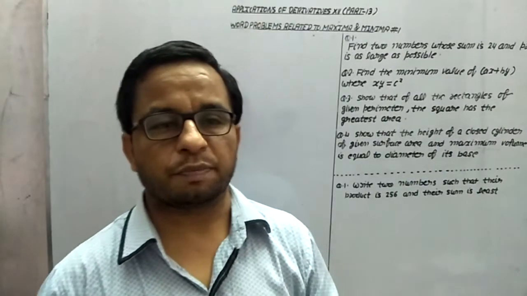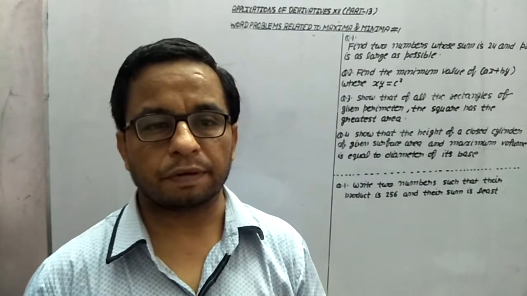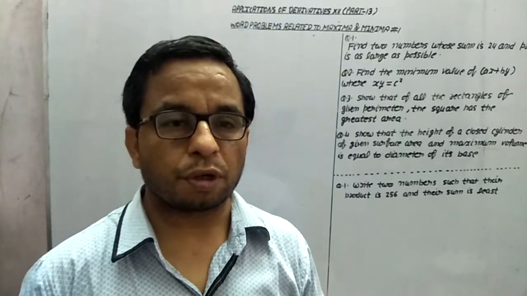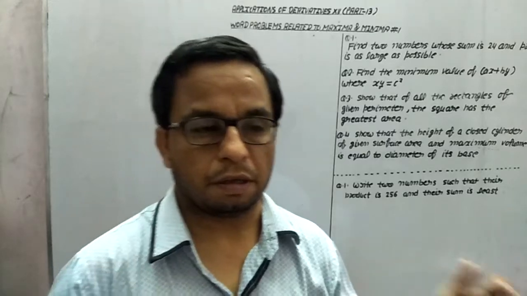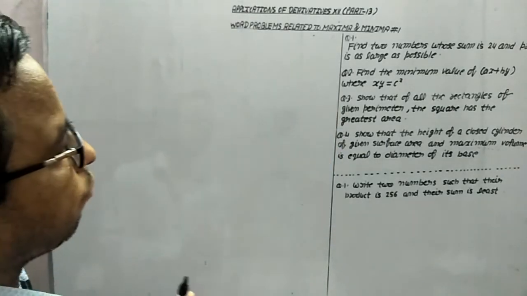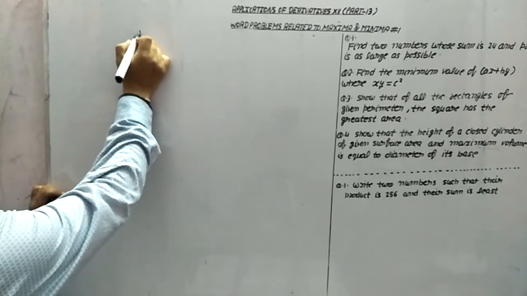Hello everyone, in this part 13 of applications and derivatives, we will do solution of questions related to word problems of maxima and minima. So let's start with question number 1. Find the numbers whose sum is 24 and product is as large as possible.